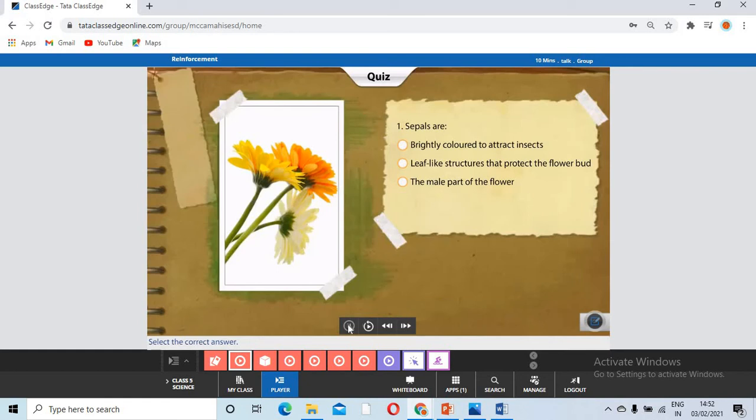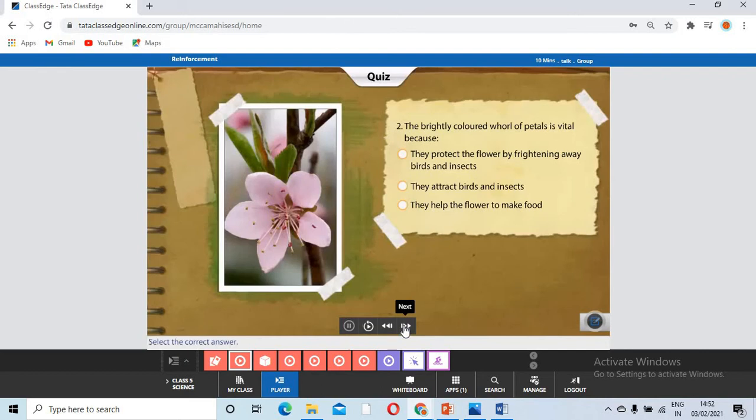Very good, Amudan. Next, I want Hannah Veronica to answer. The next question: the brightly colored whorl of petals is vital because they protect the flower, they attract birds and insects, or they help the flower to make food. Which one is right, Hannah Veronica? They attract birds and insects. Very good, Hannah. You are right.